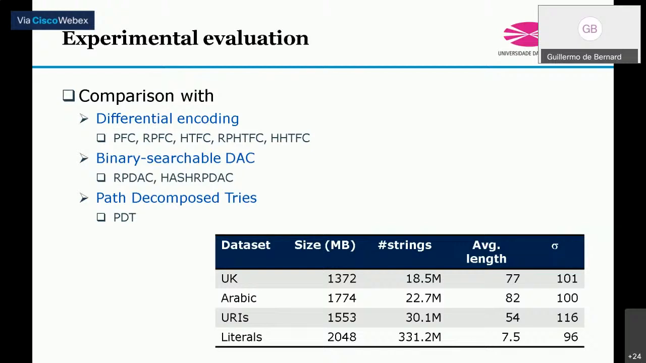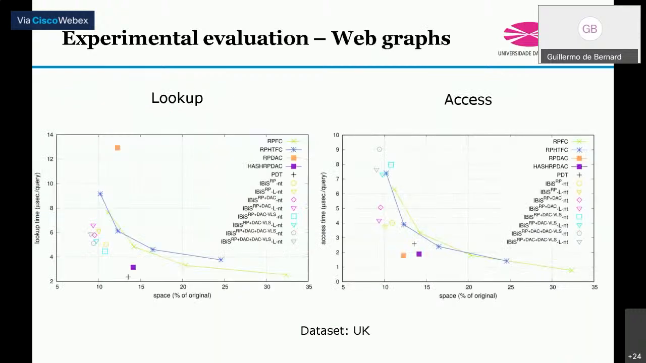With all of these variants, we performed an experimental evaluation comparing the techniques that I described before, differential encoding and binary searchable DAGs, as well as path decomposed tries, which are a recent solution that is based on compressed tries that obtain very good results, especially in query times. We tested on web graphs and RDF datasets. I'll just go very briefly over the overall results that we obtained.